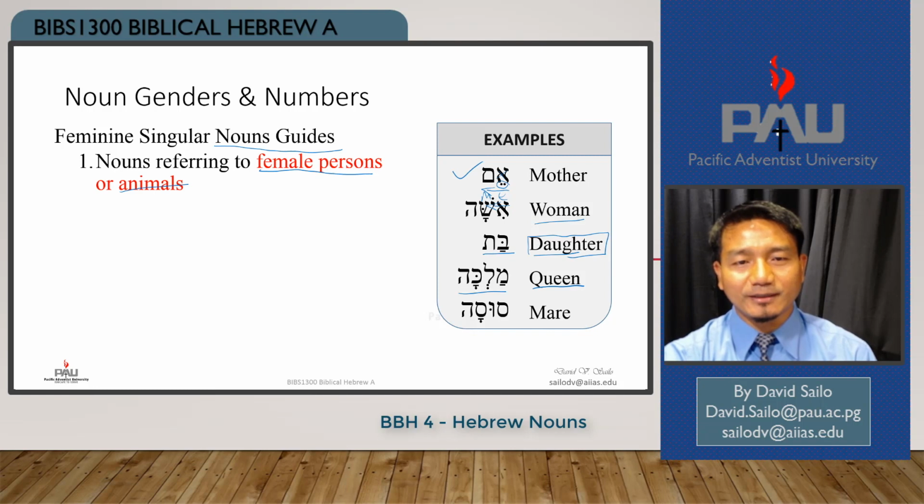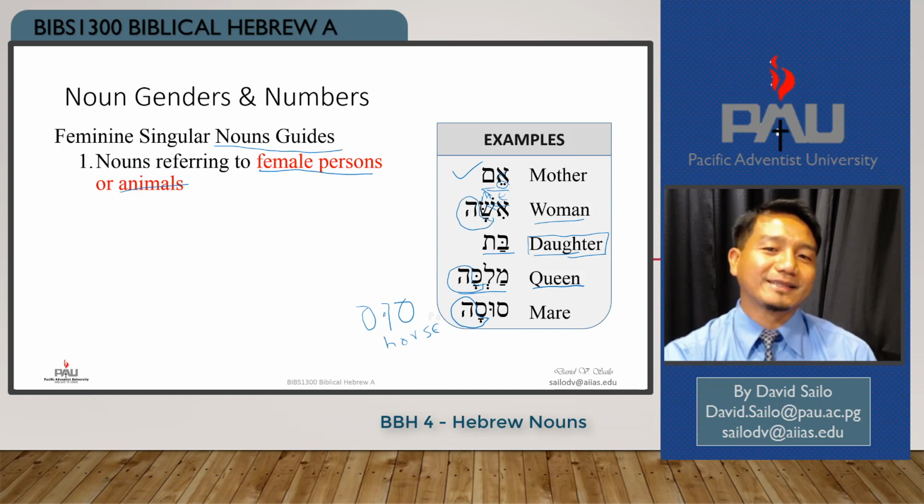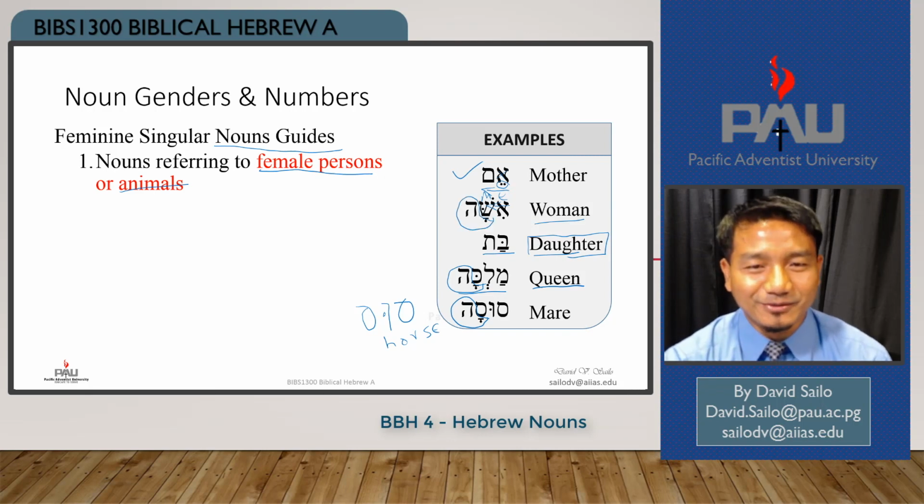Sus is horse, right? So we add this ending, and then we have a mare, or a female horse. You see, they have a certain kind of ending, a pattern that started emerging. Okay, take note of this ending. You'll get to learn it later.